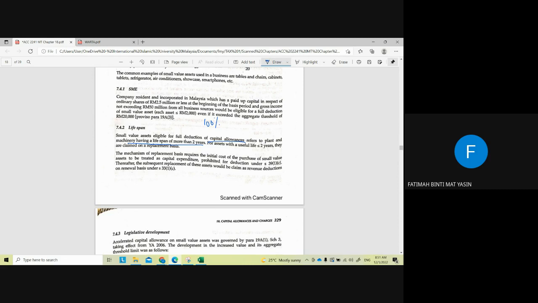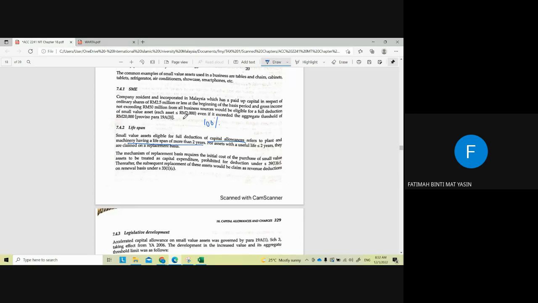The expenses incurred by the company can be deducted as allowable expenses. If the company acquires a small value asset with a lifespan of less than 2 years, it cannot claim capital allowance for that asset, but it can deduct it as allowable expenses. Deducting as allowable expenses means that if you start with the PBT, it is treated as an allowable expense. But if the company acquires a small value asset, like the TV in the previous example, and the company can use that TV for more than 2 years, then the company can claim the capital allowance.